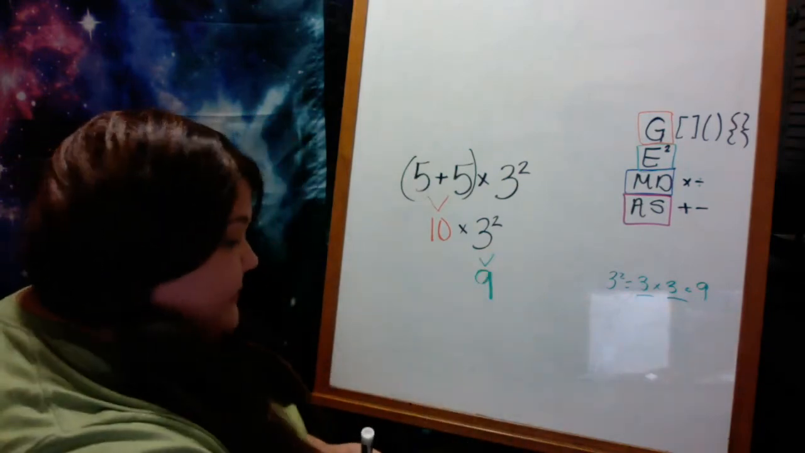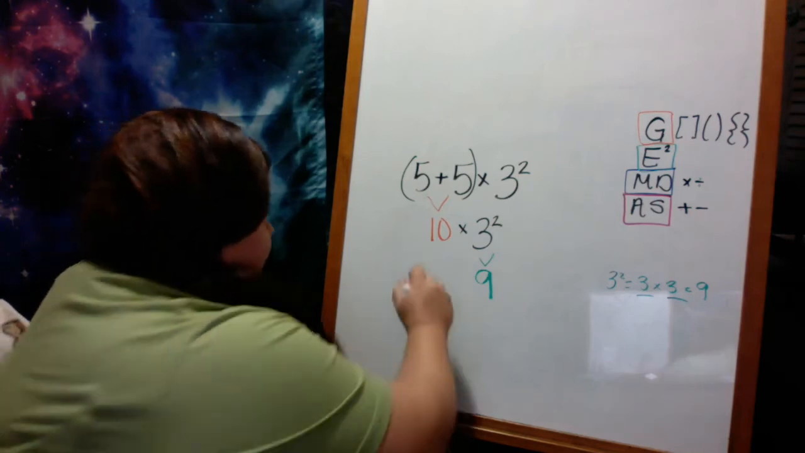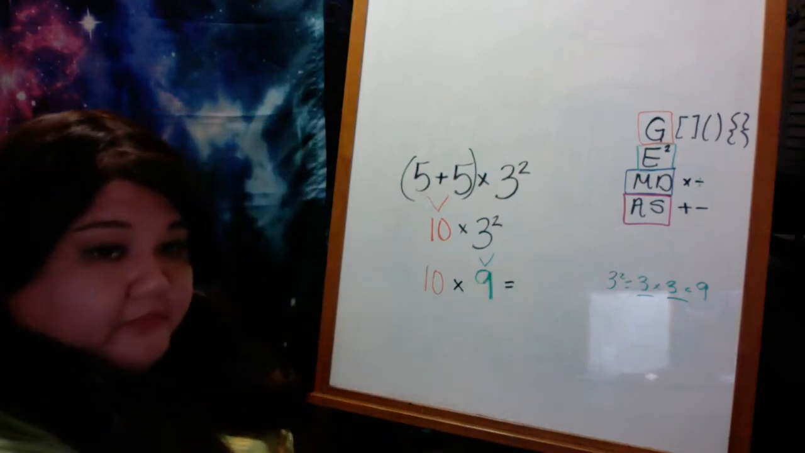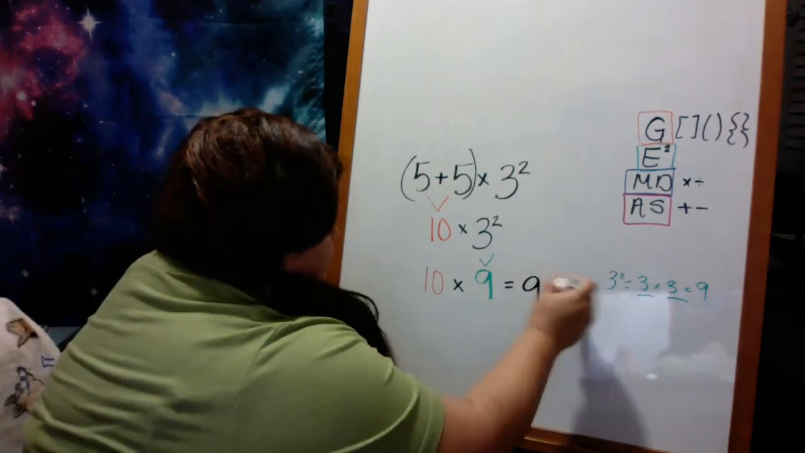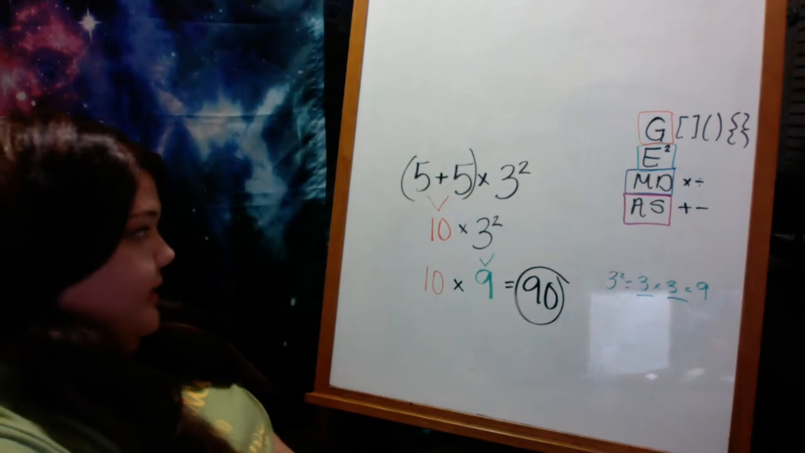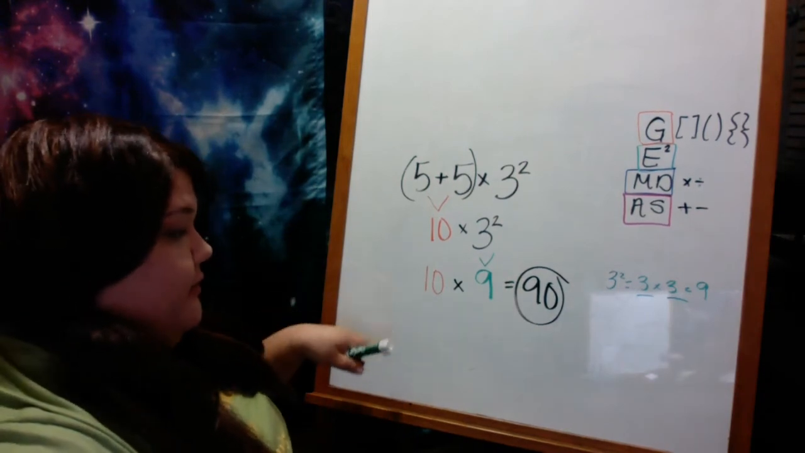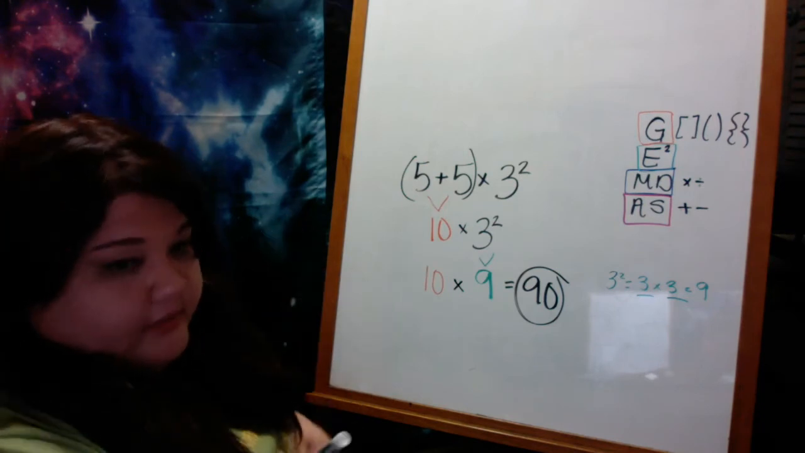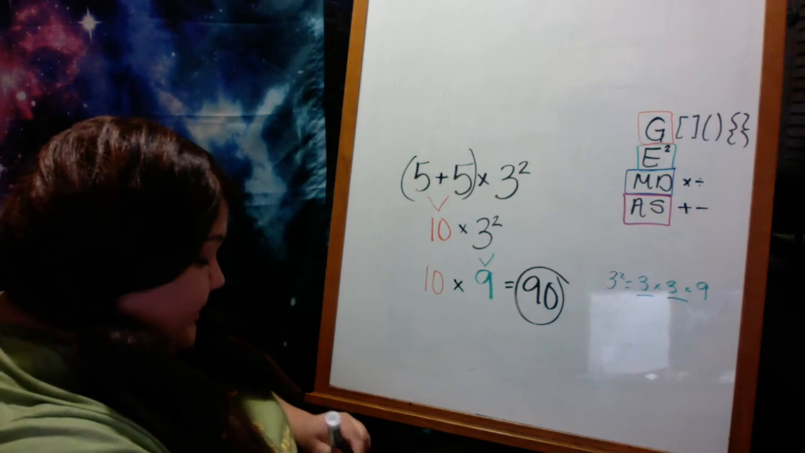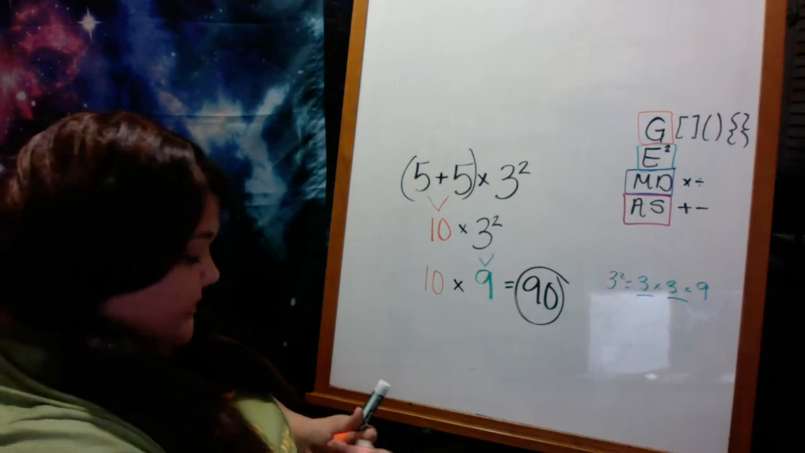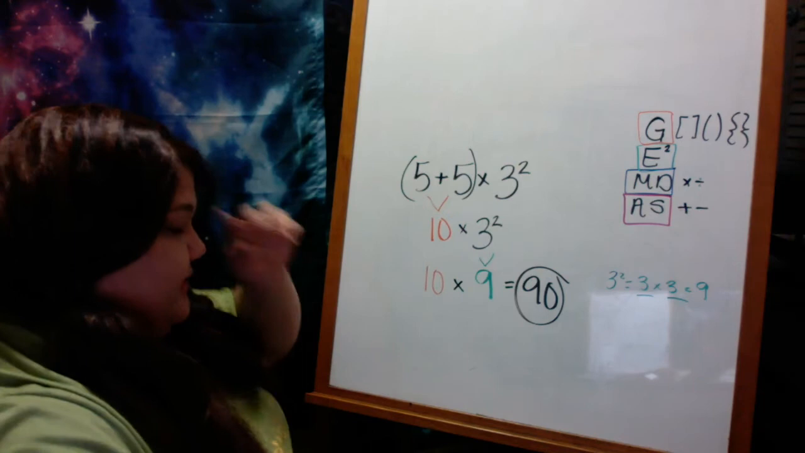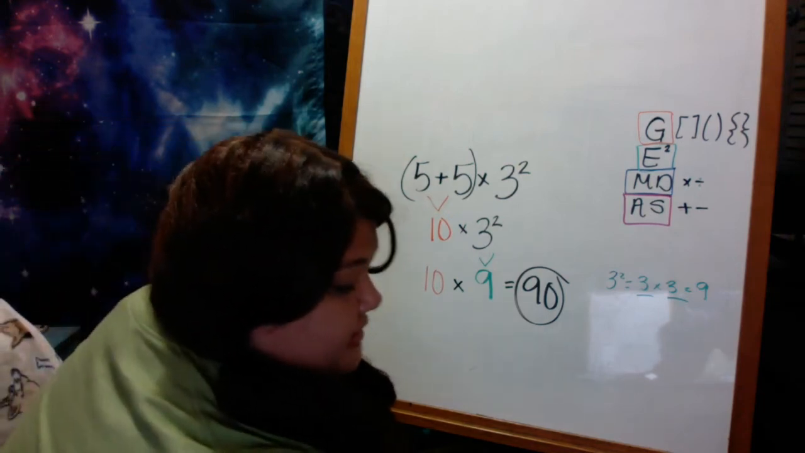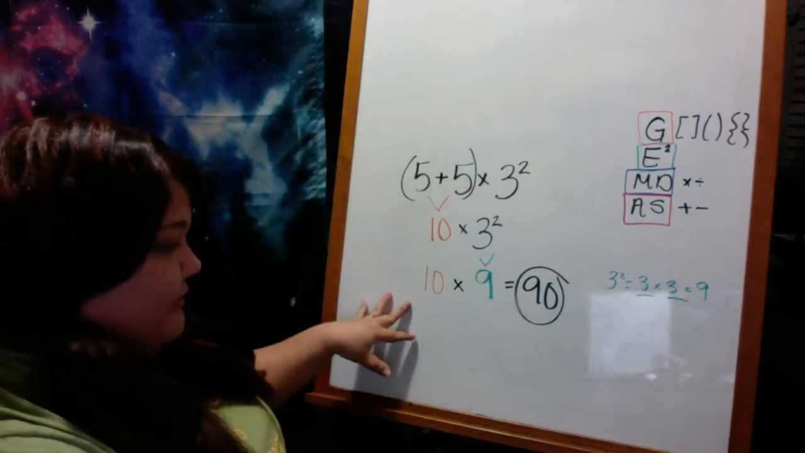And I rewrite the rest of my problem. So now I just have 10 times 9, which equals 90. And I circle my answer. Okay. Now if I did not follow order of operations, my answer would be completely different. It would be crazy. Sometimes it might end up being the same, but that's just a coincidence. Don't think that, well, I added first and I still got it right. That would just be a coincidence. It's not going to happen every time. If you follow order of operations and you put it in your calculator, it's going to come the same way every time.